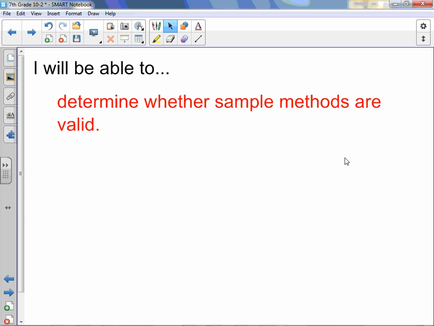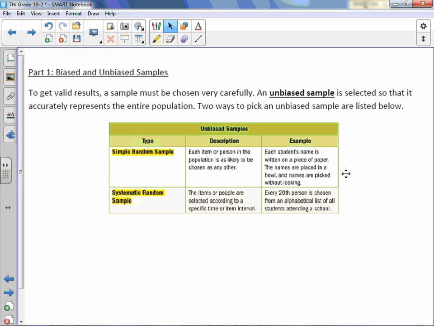Chapter 10, Lesson 2, Unbiased and Biased Samples. You will be able to determine whether sample methods are valid. To get valid results, a sample must be chosen very carefully. An unbiased sample is selected so that it accurately represents the entire population.